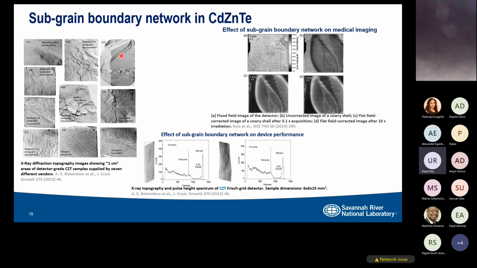So if you see the right corner, that is V3, there is a small portion which does not have any defect or any dislocation. So if you make a detector from this region, this detector will be high quality. That means about 1 to 1.5% resolution at 662 keV. And if you make a detector out of this area, it will be more than 5%.